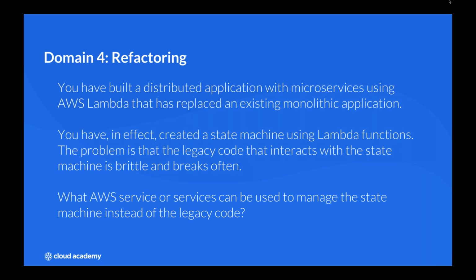Another question: you have built a distributed application with microservices using AWS Lambda that has replaced an existing monolithic application. So again, we've already refactored it and moved it over. You have, in effect, created a state machine using Lambda functions. The problem is that the legacy code that interacts with the state machine is brittle and breaks often. What AWS service or services can be used to manage the state machine instead of the legacy code?